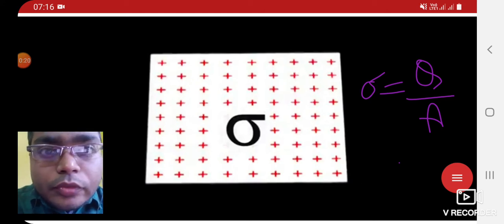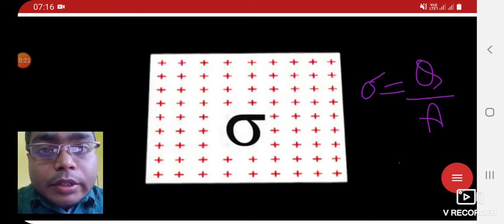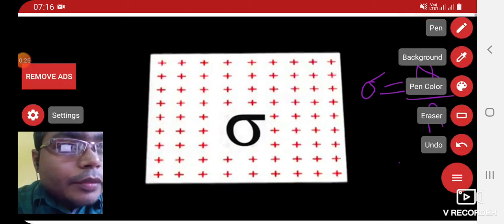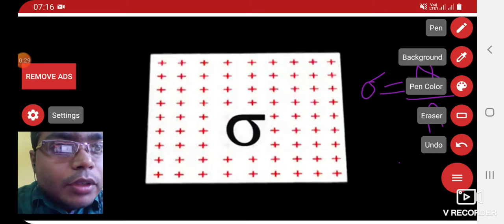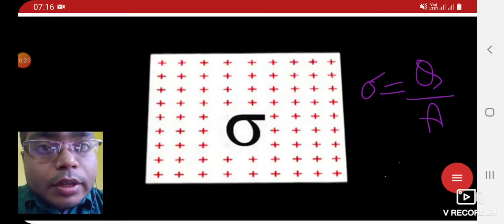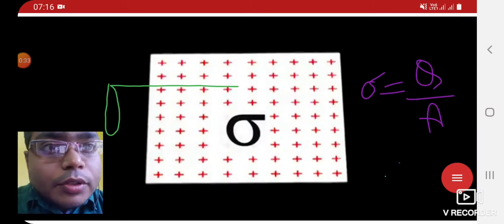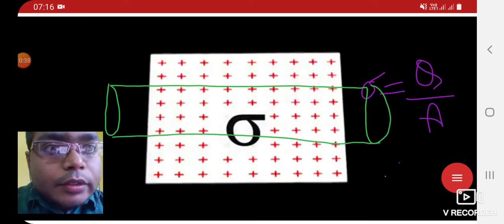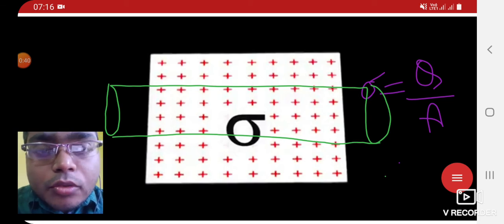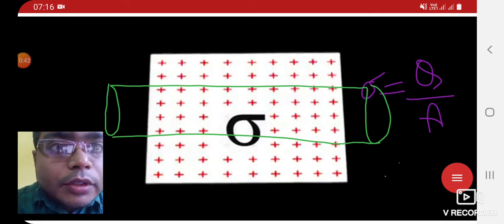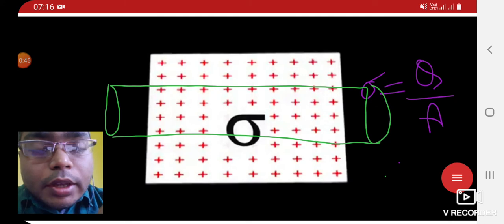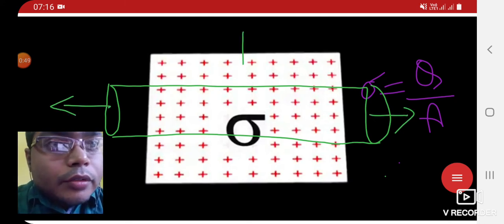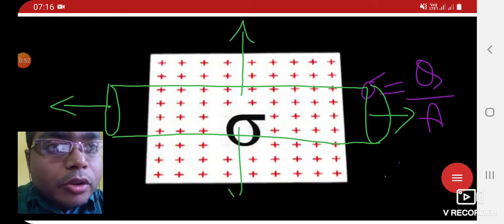Now which type of Gaussian surface can we consider here? Here also we can take the example of the cylinder. Why can we take the cylinder? Because if we take the cylindrical Gaussian surface, it will enclose all the charges, right? So here all the charges will be enclosed by the cylindrical Gaussian surface. So here we can get the electric flux for this point, and also for this point and this point.